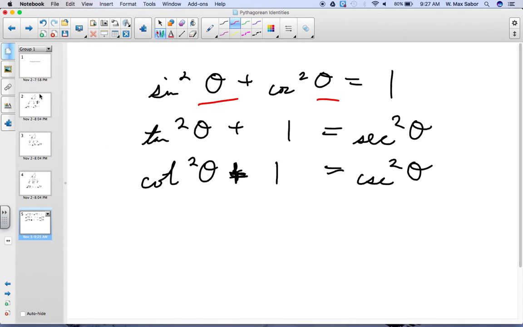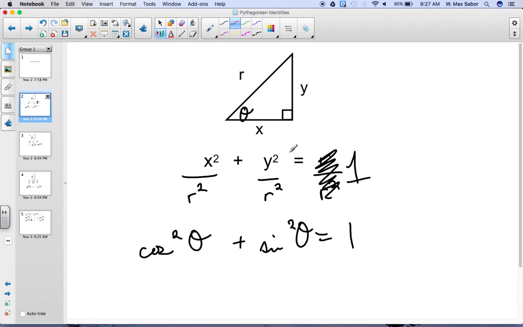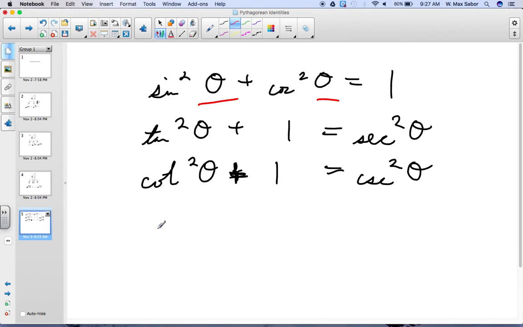So what I recommend is know x squared plus y squared equals r squared, and then be ready to divide by whichever variable you need to. If you prefer, you're certainly welcome to memorize all 3 Pythagorean identities. Thanks.